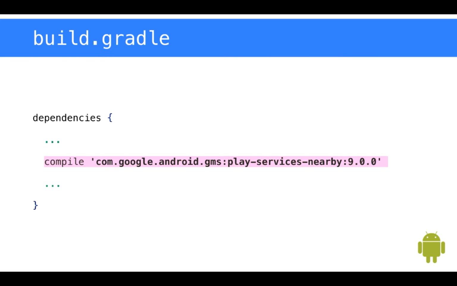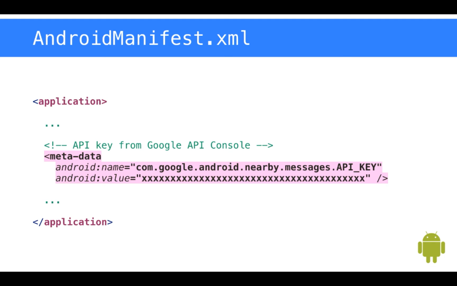So in your dependencies in your Gradle file, you should pull in the Play Services Nearby dependency. And look, it's version 9.0.0, released 2 days ago. In your Android manifest, you need to declare some metadata. In particular, you need to give the API key that you created in the Google API console for this application.